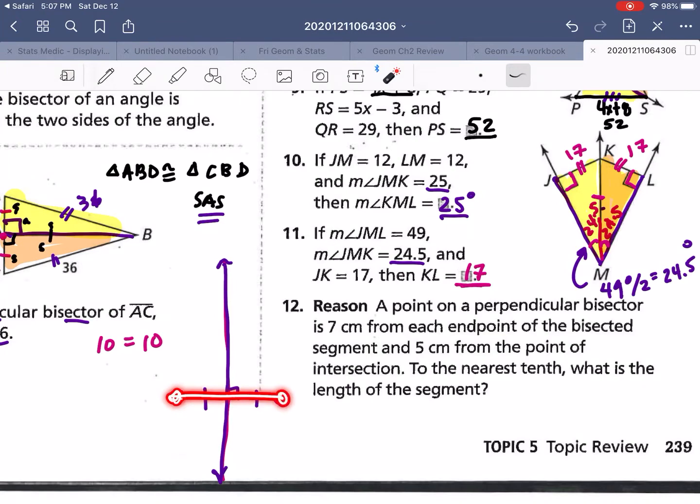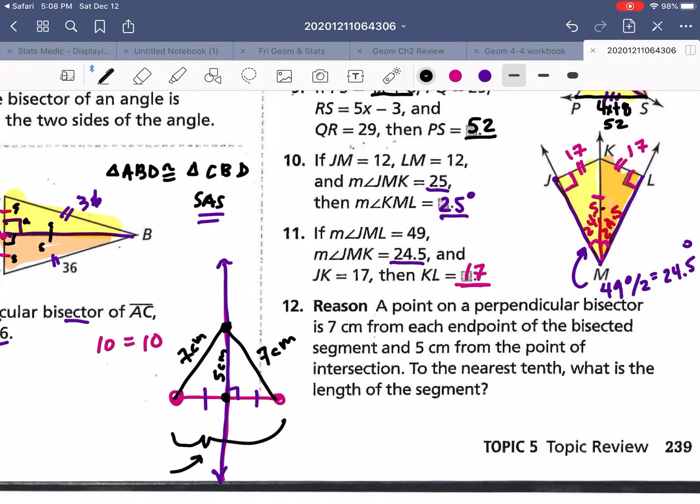So this is the segment that I bisected. And they're saying that this point, whether it's above or below, I don't think it would matter, is 7 centimeters and that's 7 centimeters. Okay, it said it's also 5 centimeters from the point of intersection. So this is where this point and the two lines intersect. So they're saying this is 5 centimeters. To the nearest tenth, what is the length of this whole segment?